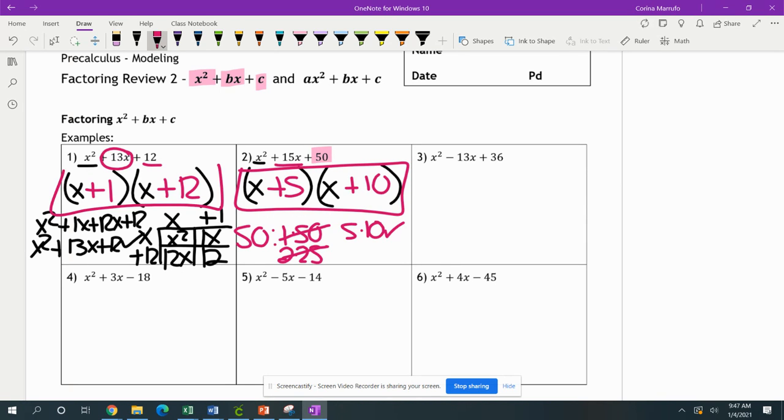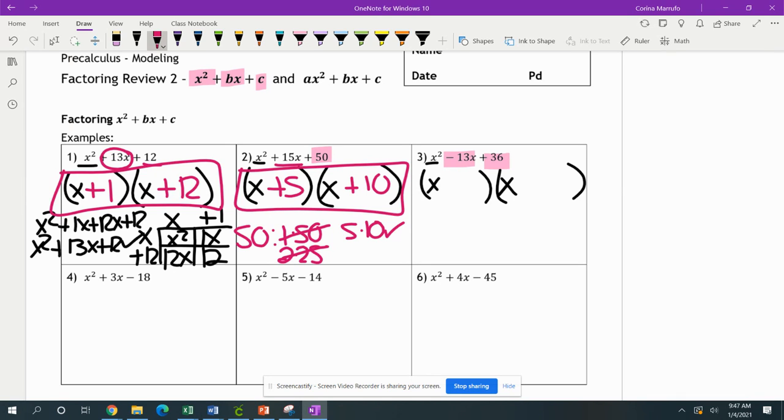Okay. All right, the next one we have x squared minus 13x plus 36. Okay, so we do the same thing. Now this one, it has a minus 13x, so we're going to have to keep that into consideration. But we do start it off the same way. We set up our 2 sets of parentheses. Okay, x times x is x squared, and then we're going to look. What 2 numbers multiply to give us 36, but are going to add up to negative 13?